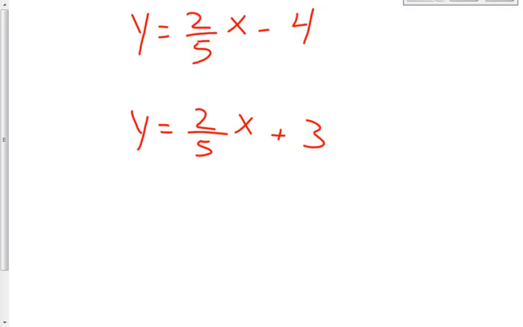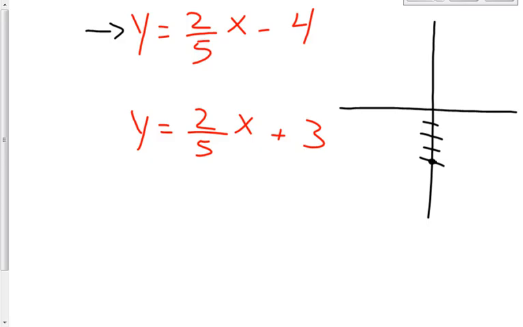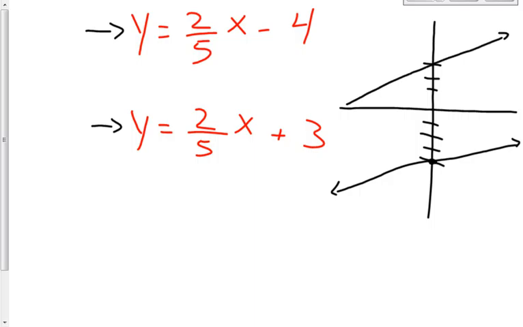In your mind right now, hopefully you're visualizing an xy coordinate plane, where on this one, you're seeing the y-intercept is at negative 4, and it's going to be a rise of 2 and a run of 5. So it's going to be a line that looks something like this, I suppose. Rise of 2, run of 5. This line has a y-intercept of 3, and this one has a rise of 2 and a run of 5. So the slope is the exact same.